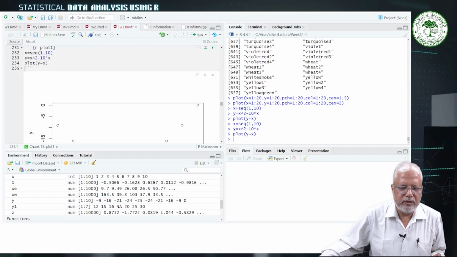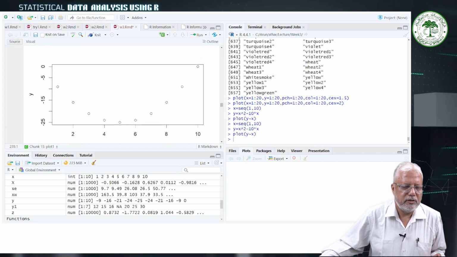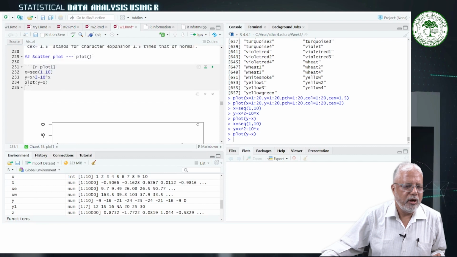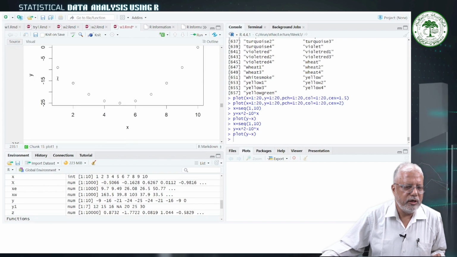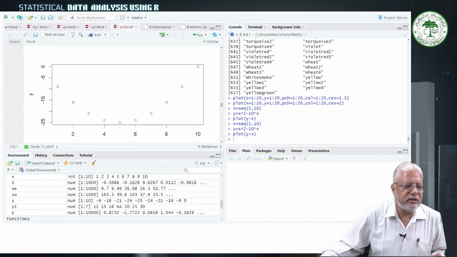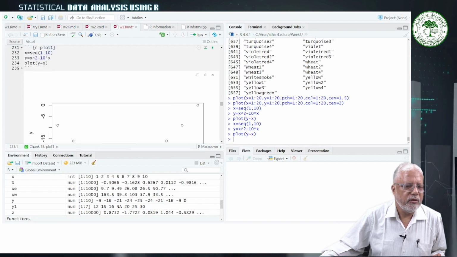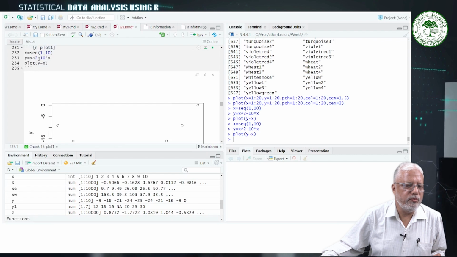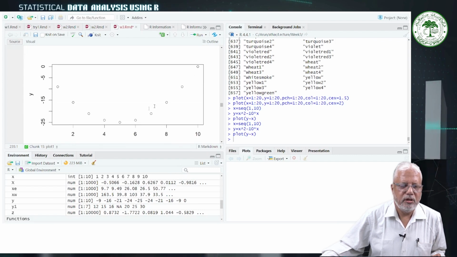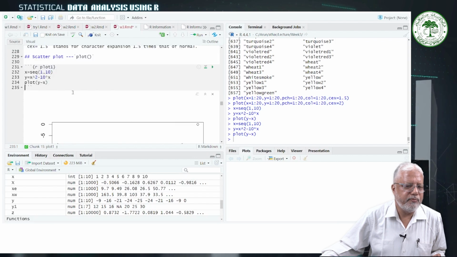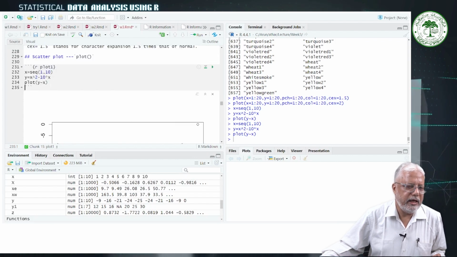So we have got the figure. This is the curve. On the x-axis it is 1:10, which means a sequence of 1, 2, 3 up to 10. And on the y-axis it is x raised to the power 2 minus 10 into x. So it is somewhat a quadratic curve. And plot y tilde x.